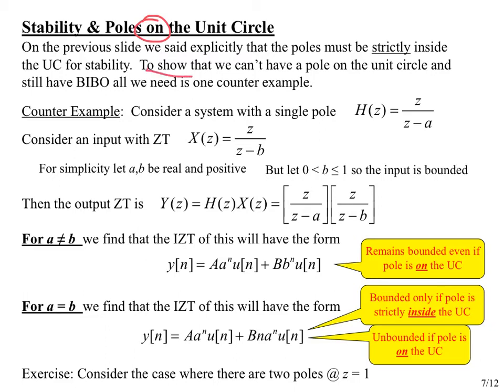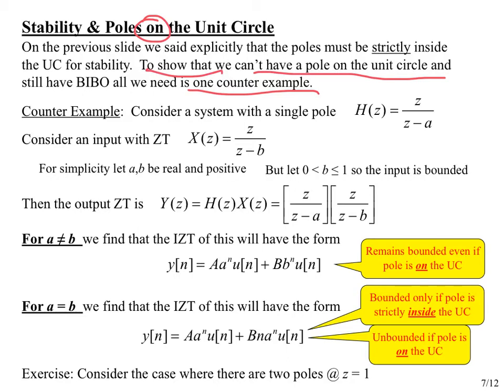What we're going to do is show that we can't have a pole on the unit circle and still have BIBO stability. And to do that, all we really need to do is introduce one counterexample. So proving that something holds is harder than proving that something doesn't hold. In many cases, to prove that something doesn't hold, all you have to do is show that there's one case that doesn't work.